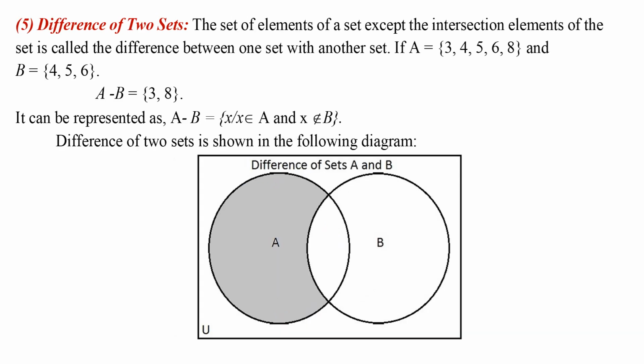Difference of two sets. The set of elements of a set except the intersection elements of the sets is called the difference between one set and another set. If A equals {3, 4, 5, 6, 8} and B equals {4, 5, 6}, A − B equals {3, 8}. It can be represented as A − B equals {x : x ∈ A and x ∉ B}. Difference of two sets is shown in the following diagram.